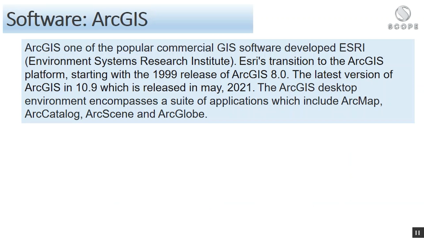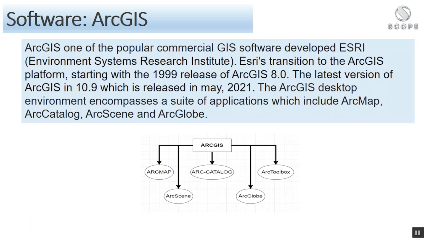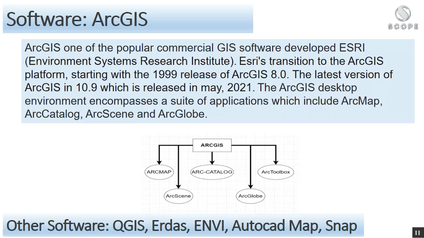Let's talk about some GIS software. In this lecture series, we will discuss the GIS software. But apart from that, there is many other GIS software like QGIS, ERDAS Imagine, ENVI, AutoCAD Map, and SNAP. QGIS is open source GIS software which can easily be downloaded and installed on your computer.